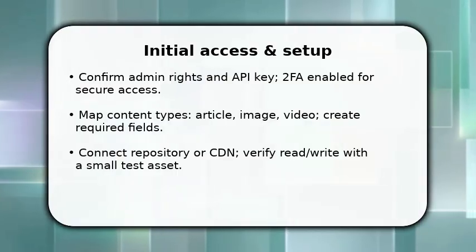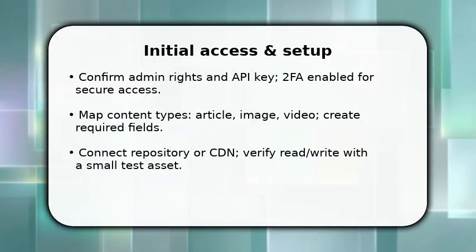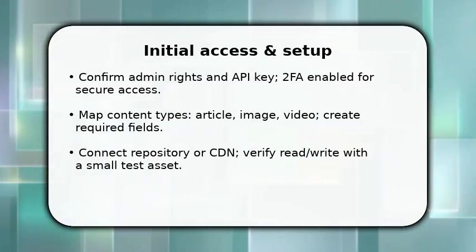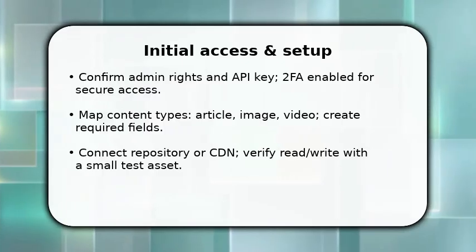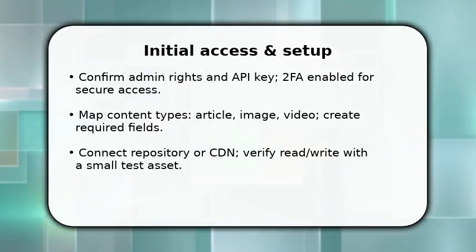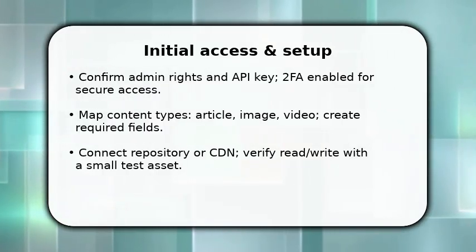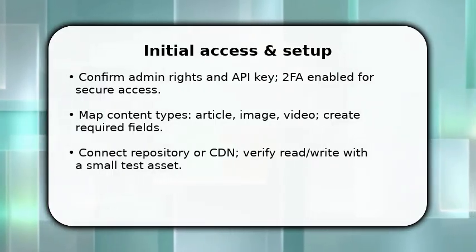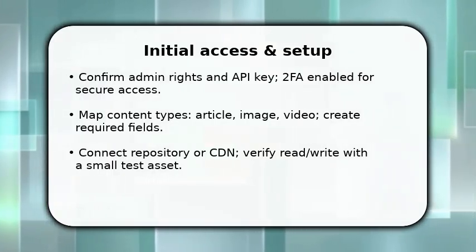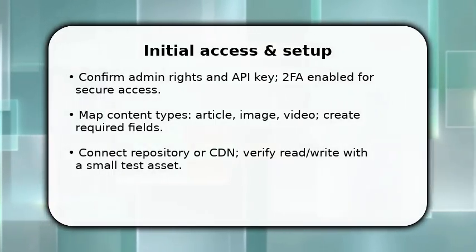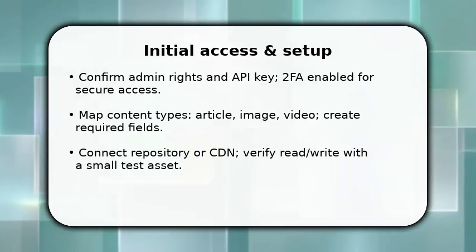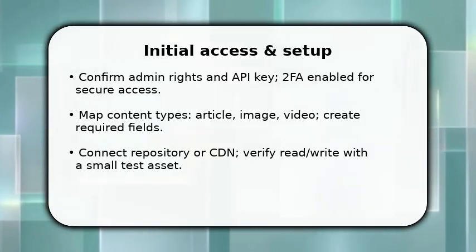You should start by confirming permissions and getting your API key so you can act immediately. Once done, create the essential content types: article, image, video, and add required fields so templates are consistent. Then connect the repository or CDN and upload a tiny test asset to verify read/write. This immediate verification saves time later.